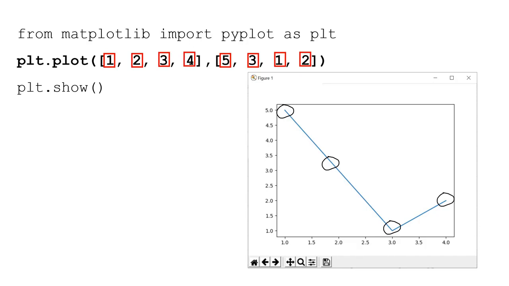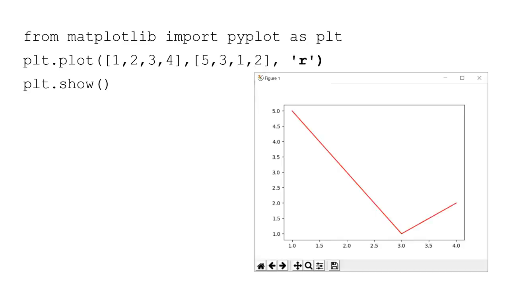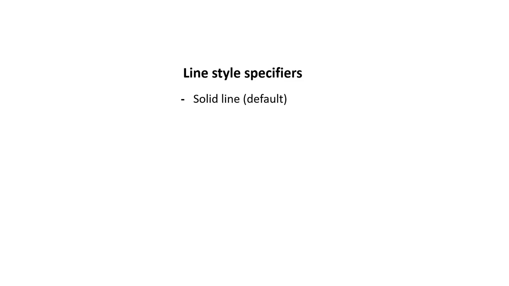We can also specify the color code to get the line in a specific color. For example, if the call to plot function is changed to specify red color, then the output will be, that is, the line chart in red color. By default, the line is a solid line, but we can change the style by specifying the line style specifier in the third argument. Various line style specifiers are dash for solid line. This is the default line style. Double dash for dashed line. Colon for dotted line. Dash dot for dash dot line. Here is an example.